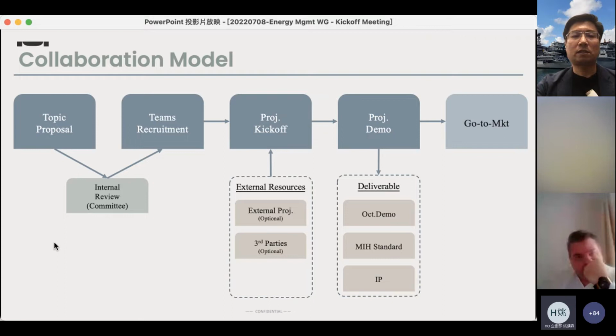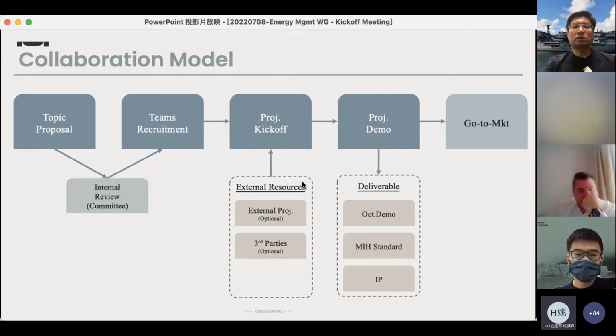Also, some of the reviewers are also from tier 1 OEMs as well. Once they approve that the topic is interesting and worth doing, we can do the team recruitment, which means this topic may need other parties to participate as well. Then we kick off the project. And MIH can help to do the external resources allocation, like, for example, we can together apply for an external project, or we can invite third parties to help to join the project as well.